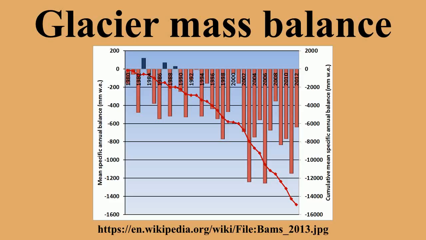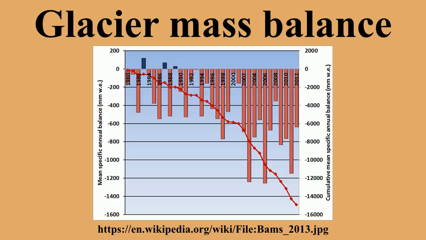Mass balance. Mass balance is measured by determining the amount of snow accumulated during winter, and later measuring the amount of snow and ice removed by melting in the summer. The difference between these two parameters is the mass balance. If the amount of snow accumulated during the winter is larger than the amount of melted snow and ice during the summer, the mass balance is positive and the glacier has increased in volume.